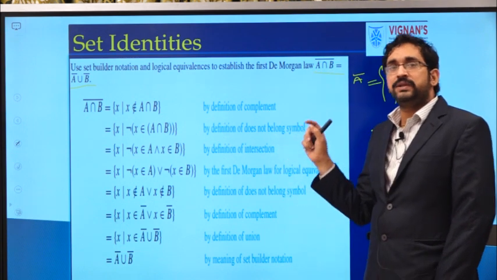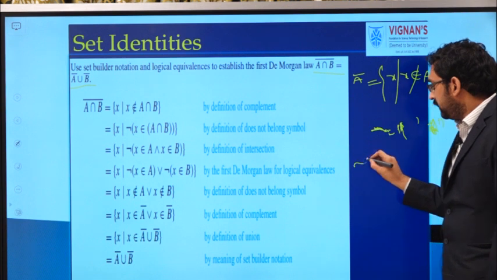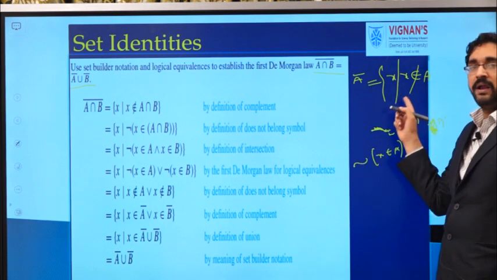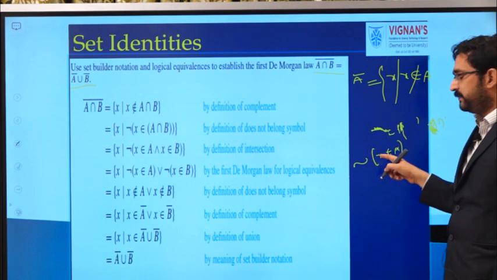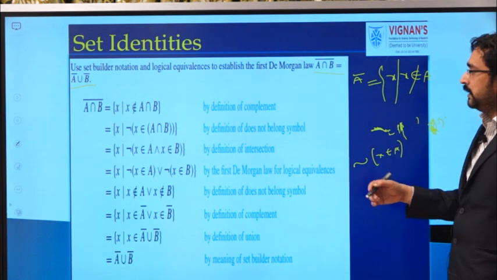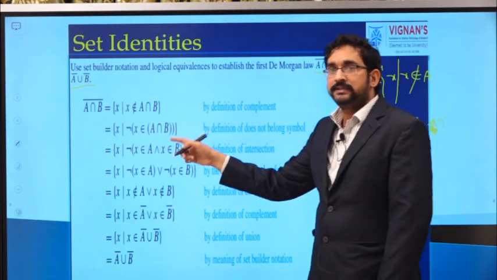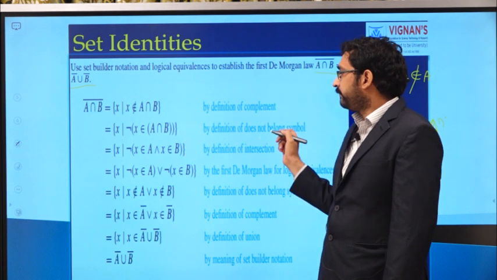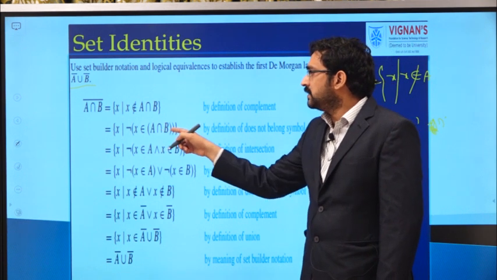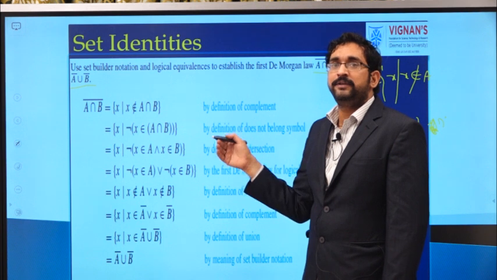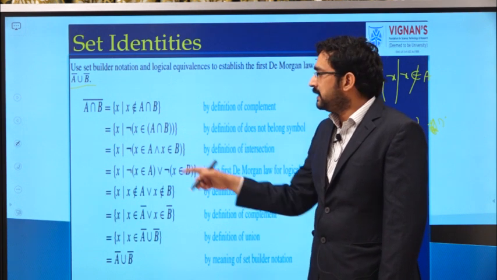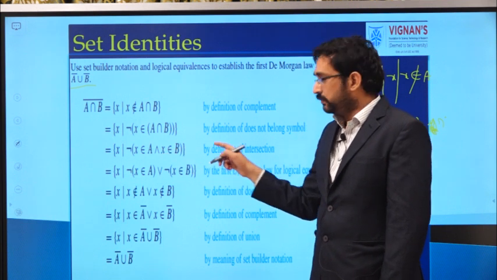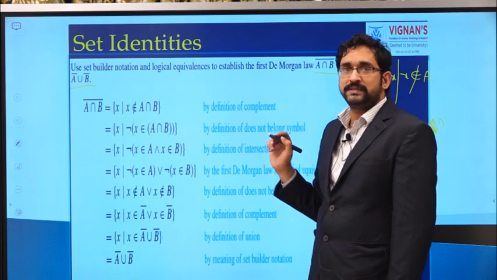X does not belong to A means it can be written as negation of x belongs to A. Using that rule, it can be written as the set of all x such that negation of x belongs to A intersection B. So negation of x belongs to A intersection B, by the definition of intersection, can be written as negation of x belongs to A and x belongs to B.